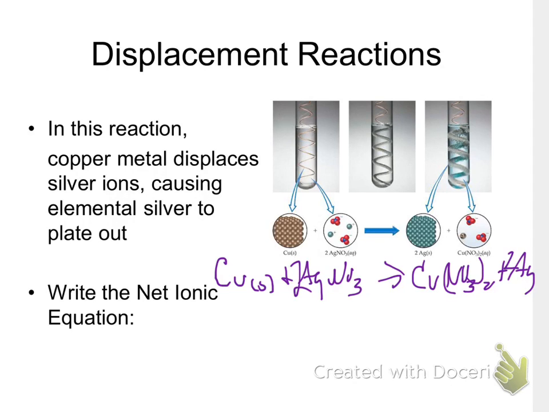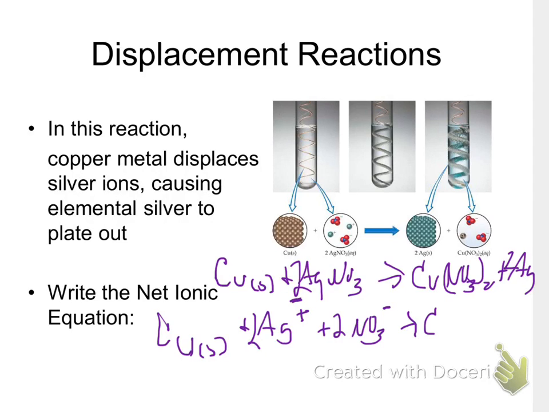Okay. So the copper is not an ion here, right? Copper is a solid, but I have silver plus 1, 2 silver plus 1s because there's 2 of these, plus 2 nitrate minus 1s, becoming copper plus 2, 2 nitrates, which is aqueous, and these are aqueous, and silver metal. So let's write the net ionic.